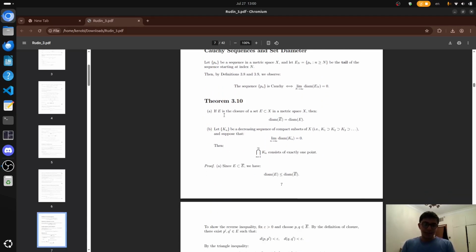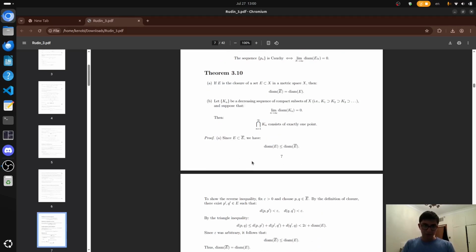Theorem 3.10. If E closure is the closure of a set E in a metric space X, then the diameter of E closure is equal to the diameter of E. And we have the following theorem: let K_n be a decreasing sequence of compact subsets of X. So K3 is in K2 is in K1, etc. And suppose that the limit as n goes to infinity of the diameter of K_n is equal to 0. Then the infinite intersection of K_n consists of exactly one point.